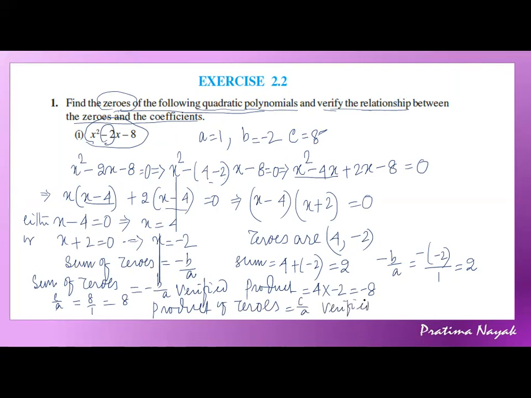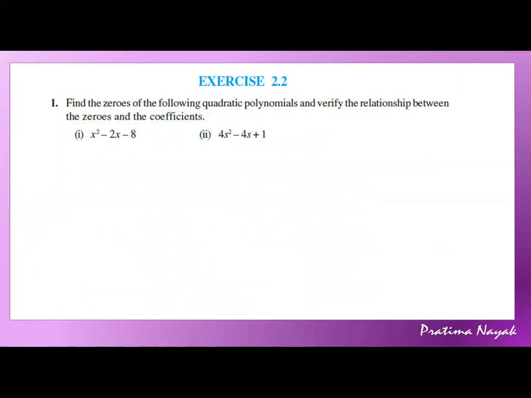You can proceed for other questions. You can pause the video and do it yourself. Now coming to part 2: 4s square minus 4s plus 1. The only thing is to get the zeros correctly. Then only it will be correct.